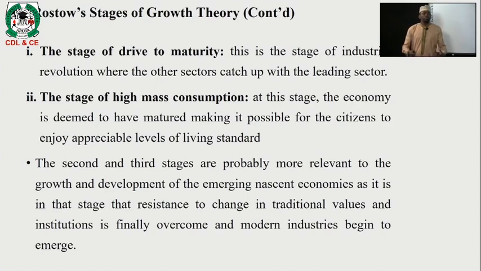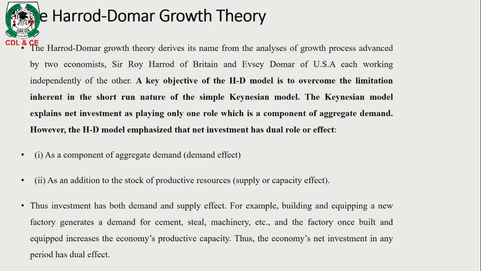So these are the 5 stages which Rostow has explained to be the stages that all nations must pass through in their trajectory of growth and development. From the explanation, it is obvious that the second and third stages are probably more relevant. In the growth and development of the emerging nascent economy, as it is in that stage, the resistance to change in traditional values and institutions is finally overcome, and modern industries begin to emerge.